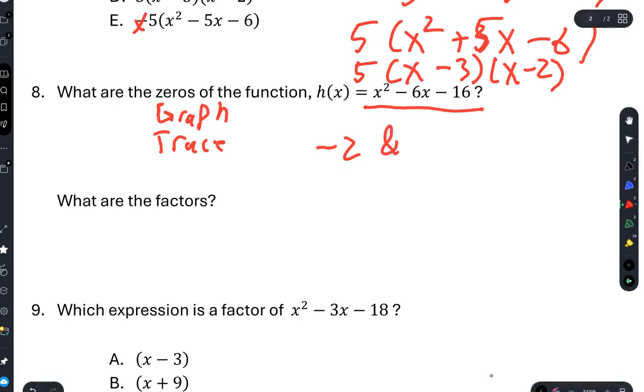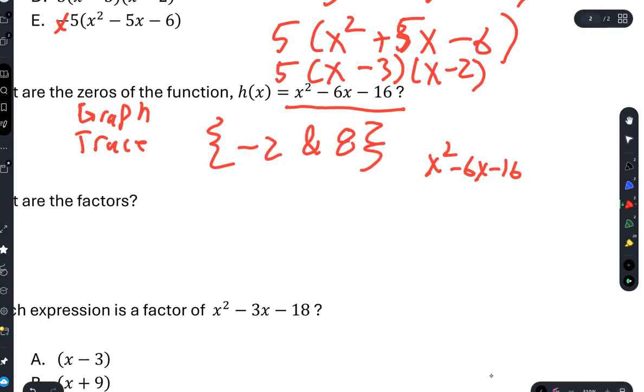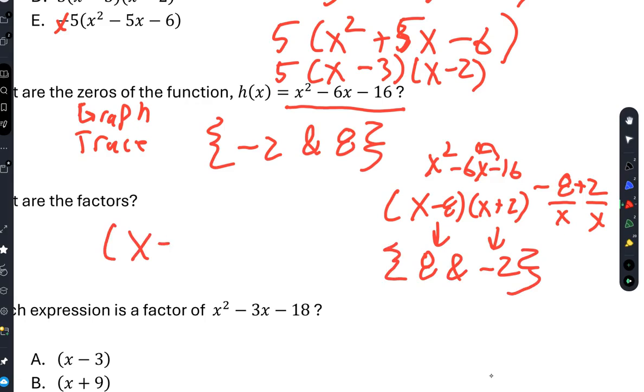Okay, so my 2 zeros are -2 and 8, and usually they put those in braces because it's a solution set. Now then, I'm going to show you this. The factors are the opposites. Let's factor this because this isn't hard. The factors of 16 that subtract to give me 6 are 8 and 2. The 8 needs to be negative, the 2's plus, and my factors would be x minus 8 and x plus 2. The factors and the zeros are opposite. Okay? So my factors would be x minus 8 and x plus 2. So do you see how the factors and the zeros are opposites?